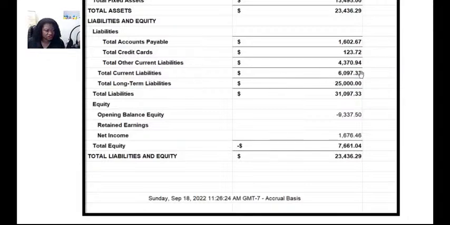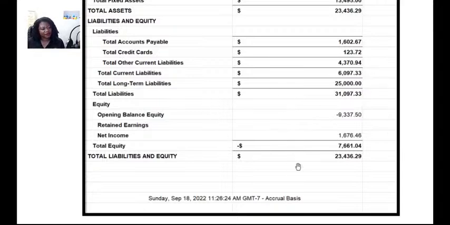So those are the current liabilities. The accounts payable, the credit cards, and the other current liabilities make up the total current liabilities. And then there's long term, because liabilities are broken up between current and long term. Your long term are liabilities that are due over a year. So that could be a vehicle loan with like a 5-year term or a 7-year term.